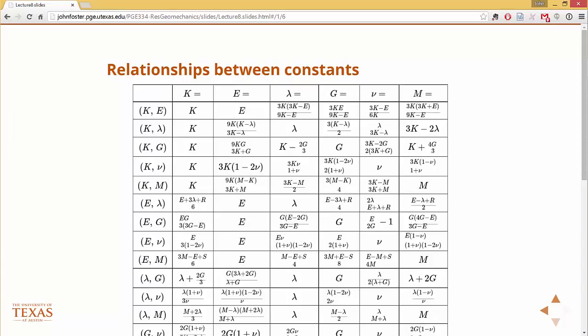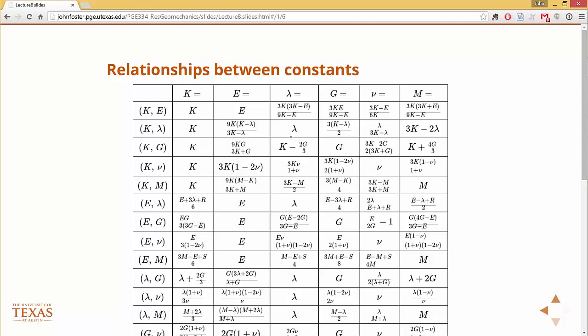And so if you just measure two, you can find any of them. You can write the equation in whatever way is convenient to you and use it in any way that's convenient to you. Okay? So the way you read this is, if you're given, say, K and G, the bulk modulus and the shear modulus, and you want to know Young's modulus, it's 9K times G over 3K plus G, right?